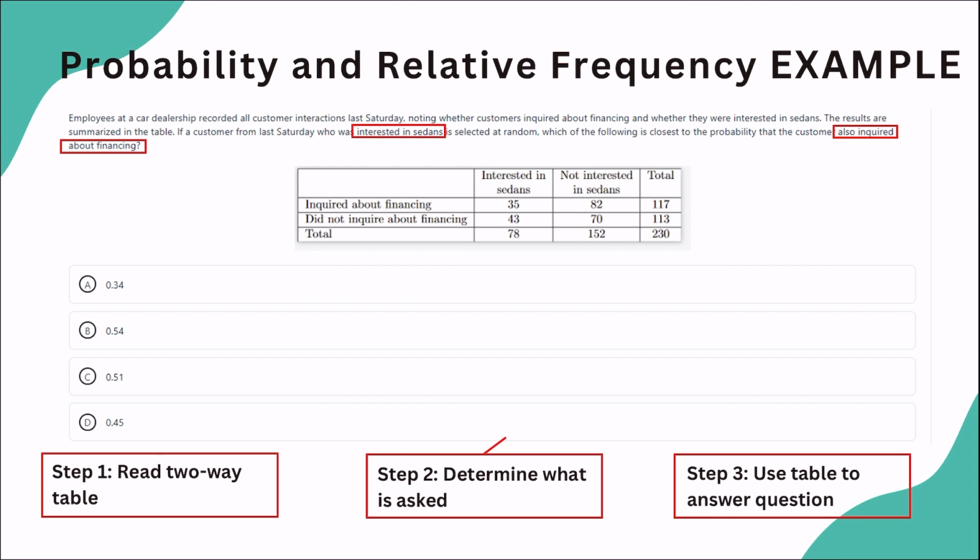So let's start with the interest in sedans. We see we're only interested in sedans here, so this 78 is our total population because we're just looking at interested in sedans. And then of those interested in sedans, we need to figure out how many also inquired about financing. And so I see 35 here. And so 35 of our 78 total were inquiring about financing. And so this is going to equal approximately 0.45 and going to give me answer choice D.